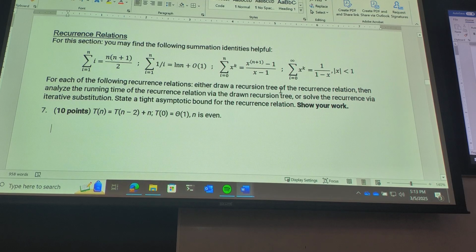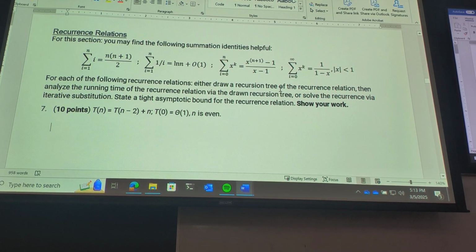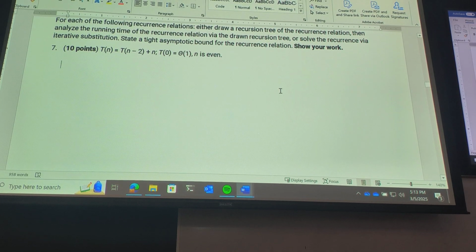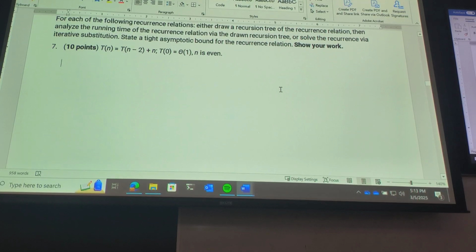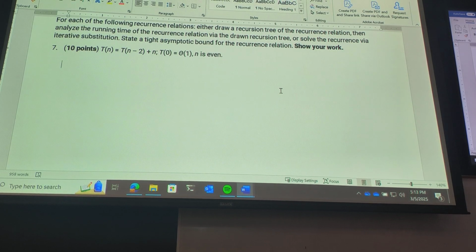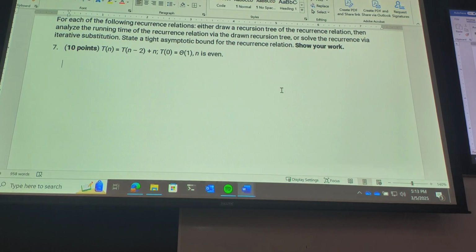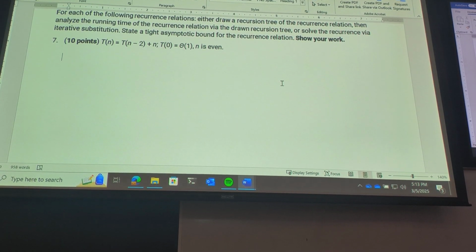Number 7. First, I give you some recurrence relation or some summation identities that might be helpful. There's your first recurrence. You may either draw me a tree or solve via iterative substitution. You have to do one of those 2 things on this one, whichever you prefer. Show your work for full credit, give me a tight asymptotic bound.